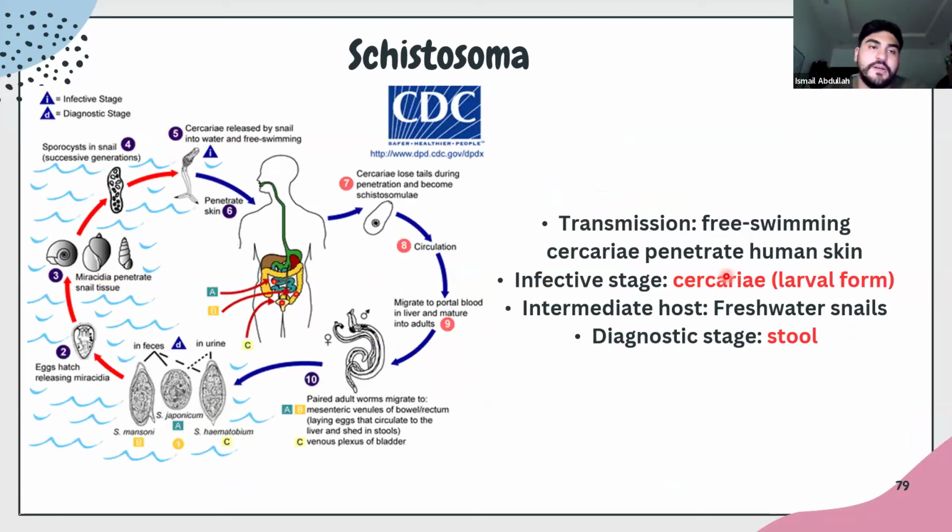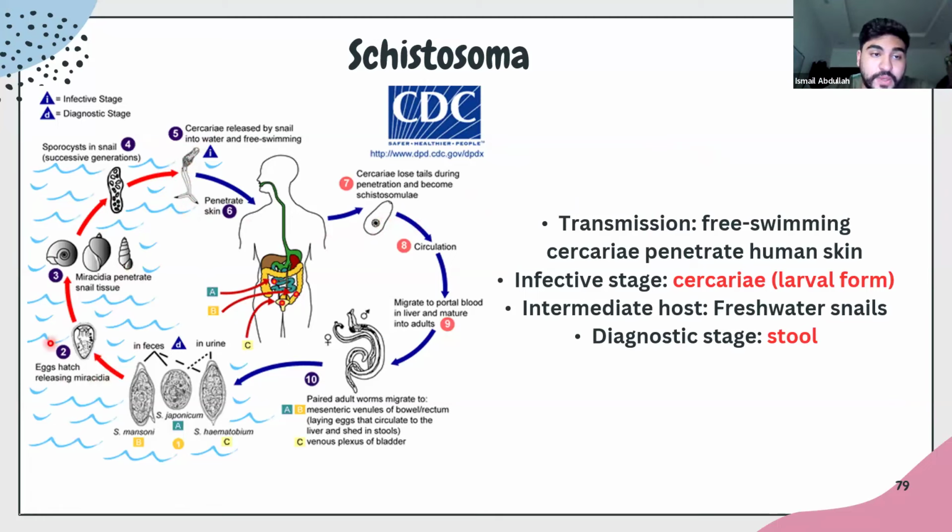Then we have the schistosomes. Schistosomes, so this is also high yield, okay? Usually patients are free swimming and all that. And then there will be this cercaria that's actually going to penetrate the human skin, right here.